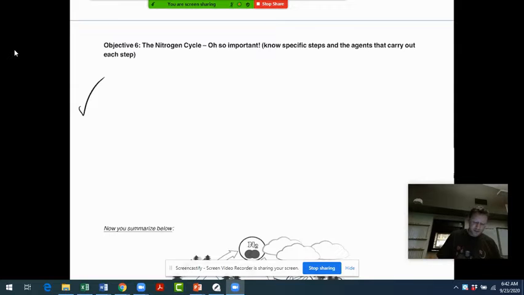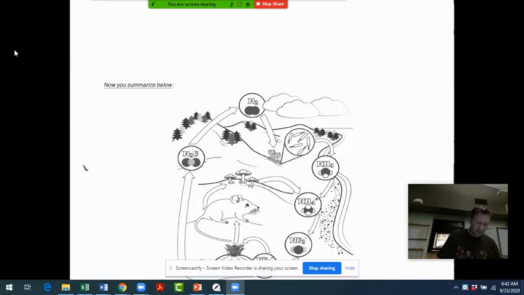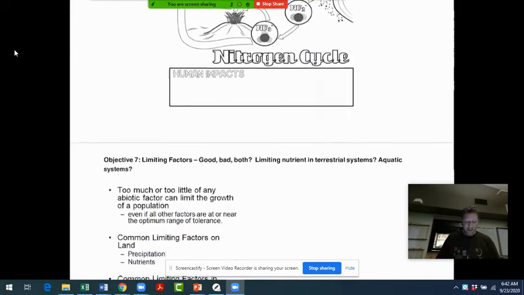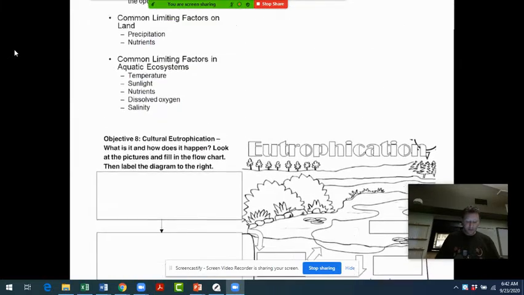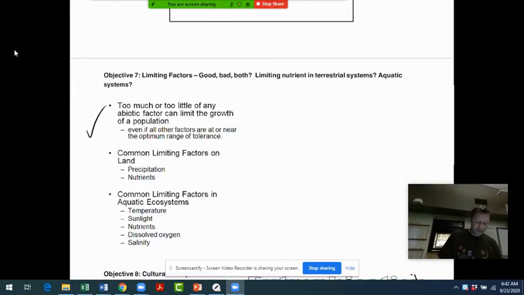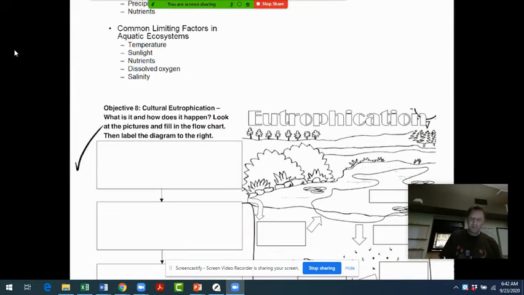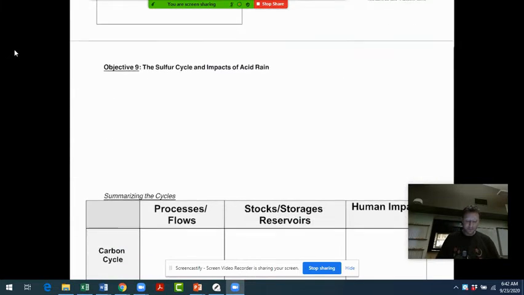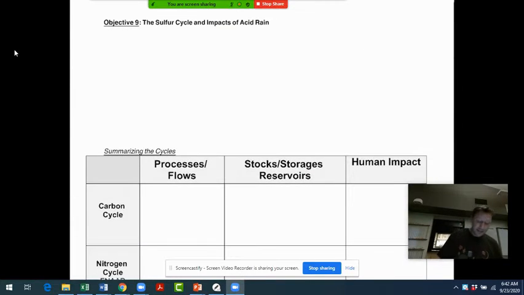We covered the nitrogen cycle, and then we summarized the nitrogen cycle in class. And these are all things we're going to do in class when we build your eco bottles. So we talk about what could happen in your eco bottles. And then I'm going to go ahead and skip to objective 9, and that is all about this rock.